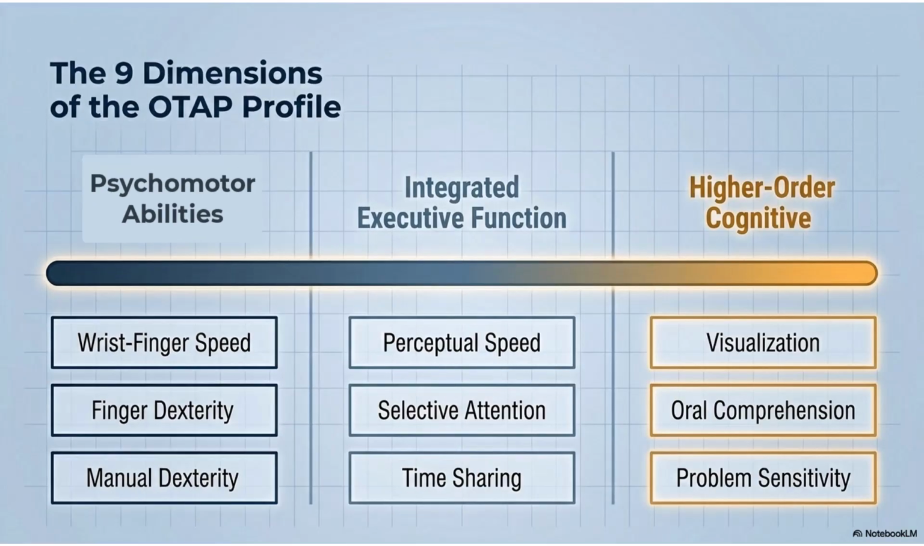The OTAP profiles performance across 9 of the 52 ONET abilities, divided into 3 domains. The first is psychomotor abilities, which covers wrist finger speed, finger dexterity, and manual dexterity. Second are integrated executive functions, encompassing perceptual speed, selective attention, and time sharing. And third are higher order cognitive abilities, which include 3 global abilities: visualization, oral comprehension, and problem sensitivity.